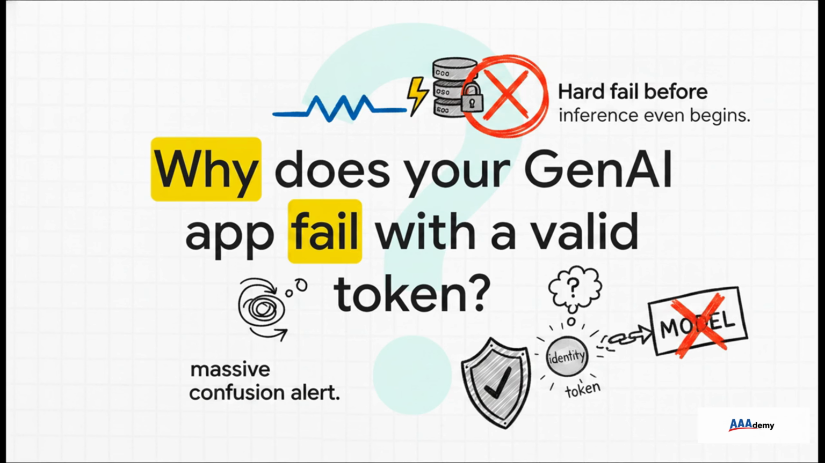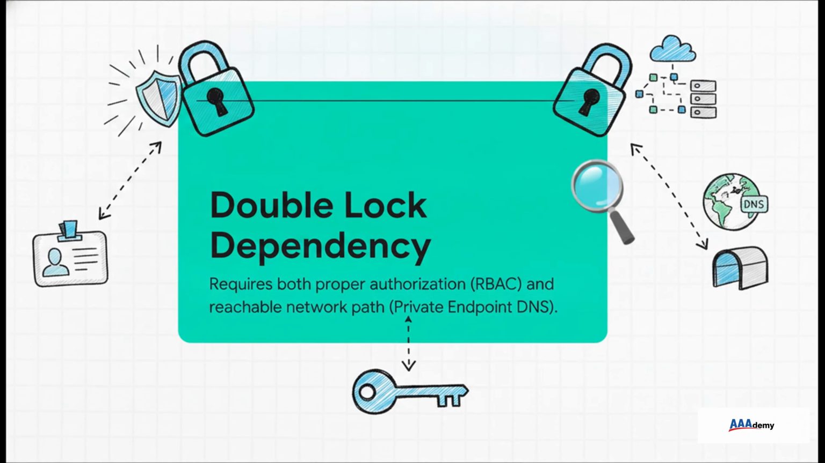Now, here's a massive confusion alert for the AI-300 exam, and honestly, a super common trap in the real world. You might think, hey, my app has a valid identity token, it should just be able to call the model, right? Well, wrong. If your app attempts to resolve a public endpoint while public network access is disabled, it's going to hard fail before inference even starts. And this brings us to the double lock dependency.